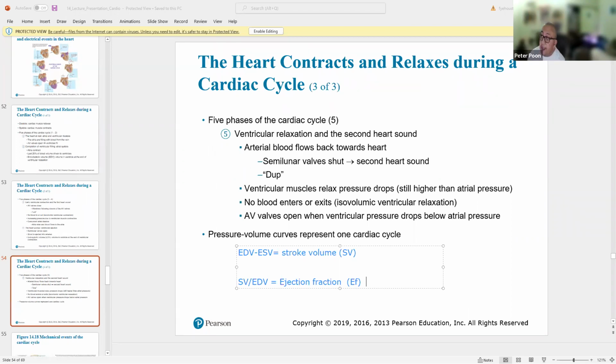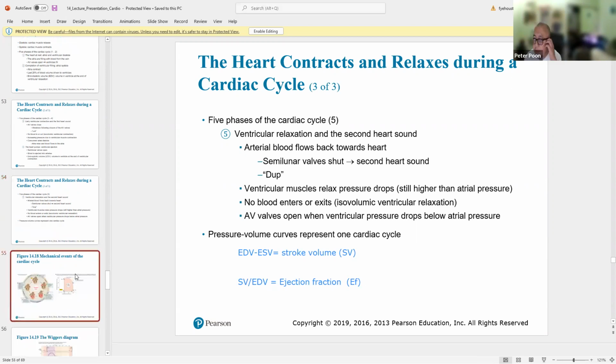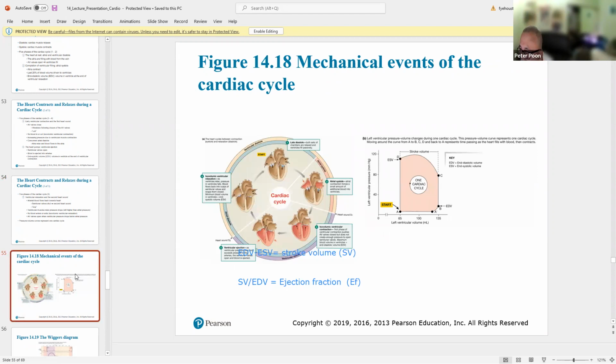When we talk about exercise, we'll talk much more about how that increases and stuff like that. So, a prequel to other stuff. Okay, so there you go. This is the cycle.